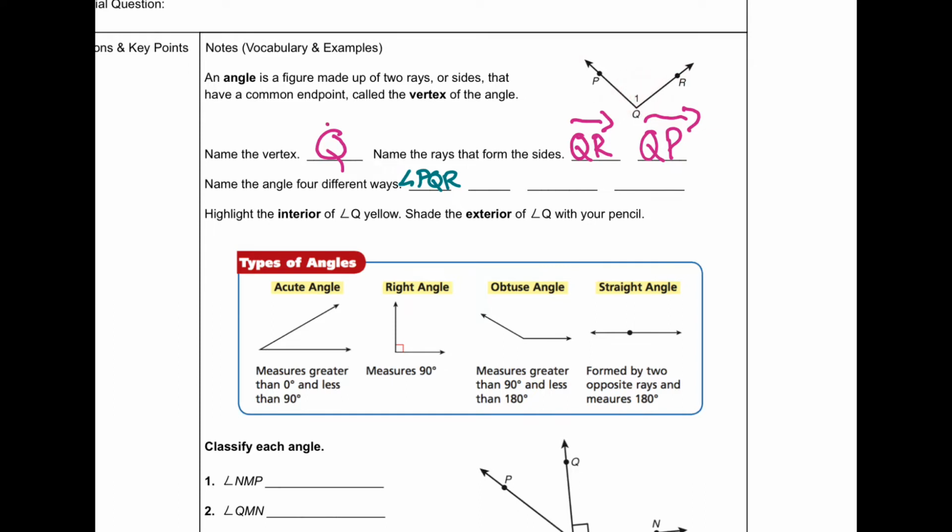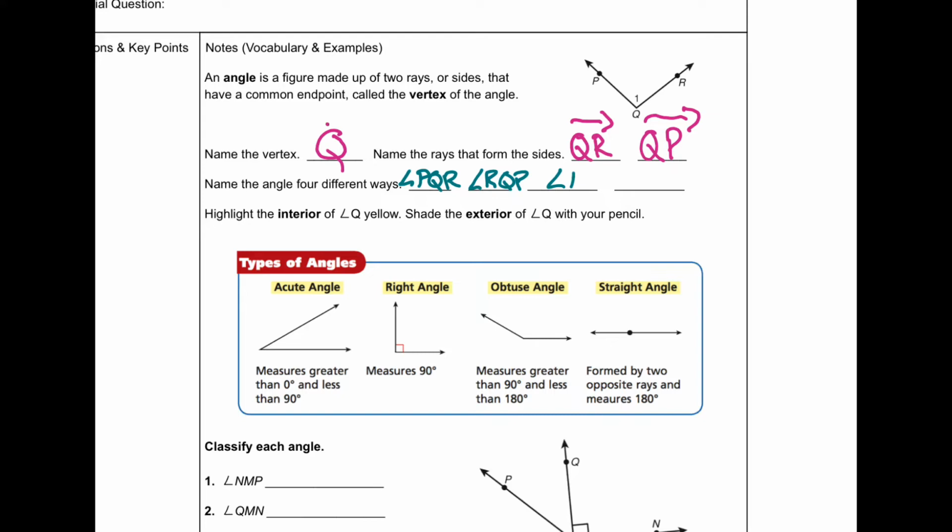And because this is an angle and we're starting at one point and going to the other, it doesn't matter if we go forwards or backwards. So we can also say RQP. That's a perfectly good way of saying this as well. So angle RQP. Notice here that this number 1 does not have a degree symbol after it, right? It's not saying it's a 1-degree angle. So that is actually another way we can name the angle. We can just call this angle 1.